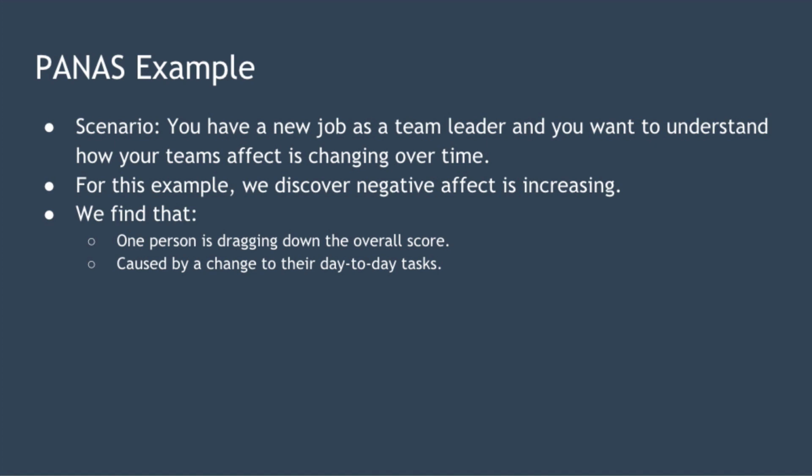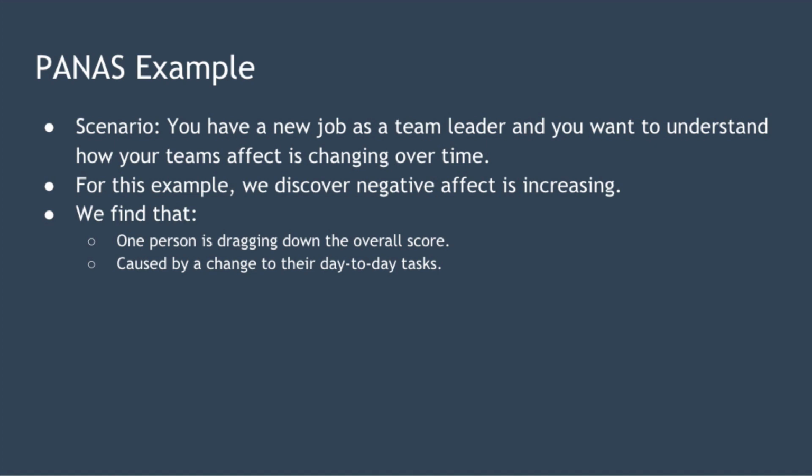You might see negativity increase. If you see this, you'll want to understand why. And the third possibility is that you might see positivity increase, in which case everything's good and you've got nothing to worry about. But for this example, we discover that negative affect is increasing. And when we dig a little bit deeper, we find that this is caused by a single person dragging down the overall team score. And what we then decide to do is go deeper, have a meeting with this person to discuss the trend and discover what's causing this change.